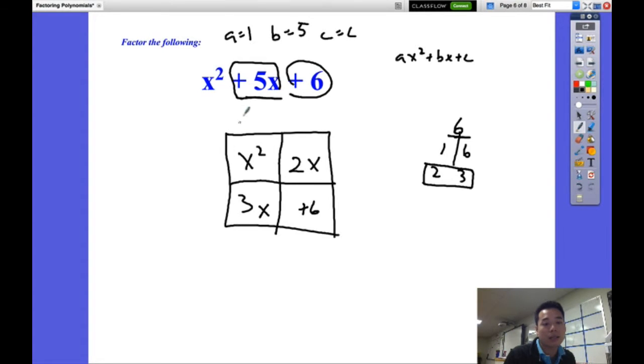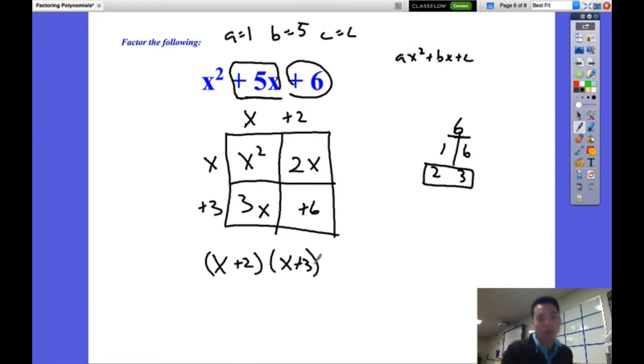And then from here I fill out the side links. So I have x times x is x squared. X times something is positive 2, so it's plus 2. X times something gives you positive 3x. And then double check, 3 times 2 is 6. And there's my answer. X plus 2 times x plus 3. Just reviewing what we did yesterday. So there are my two factors, my two binomials that multiply together to give me x squared plus 5x plus 6.